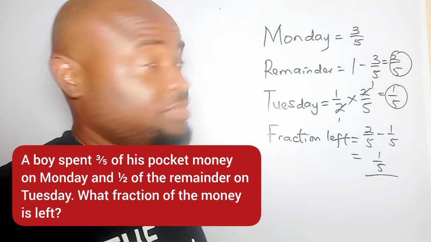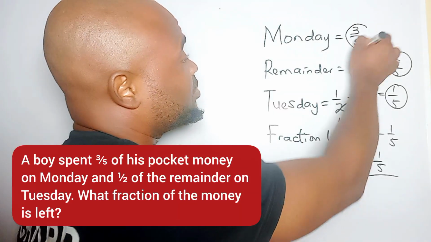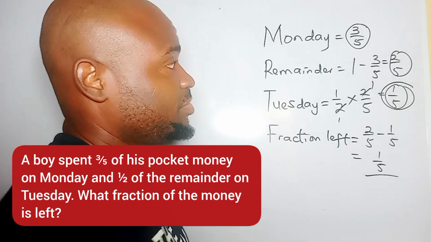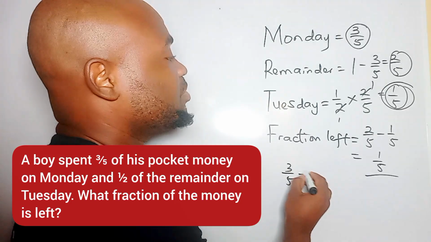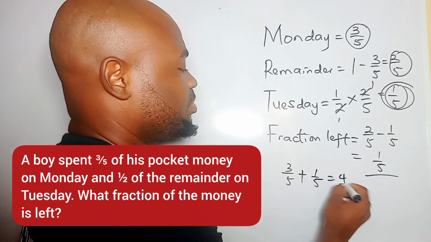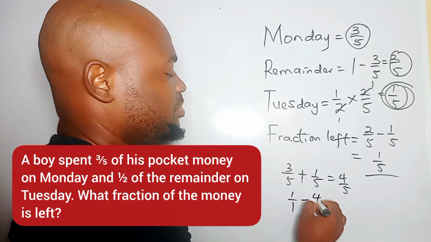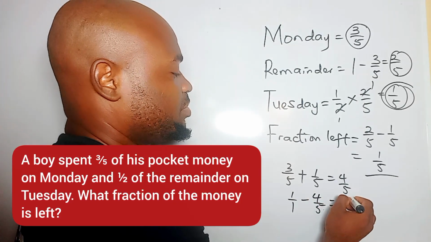Alternatively, you can actually solve it this way. Just add up what is spent on Monday to what is spent on Tuesday. Okay, that is what? 3/5 plus 1/5. I hope you're following. Fantastic. And just subtract it from a whole. That is 1 minus what? 4/5. And the final answer is still what? 1/5. And this is it.